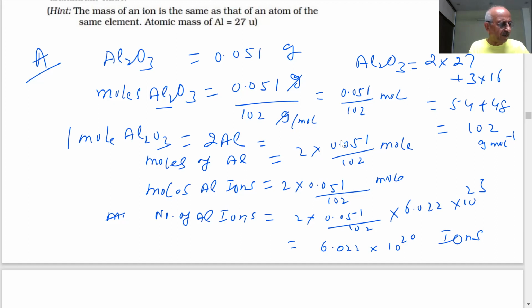All right, this ends the complete exercise of NCERT chapter 3, atoms and molecules. Then we will be doing quiz and MCQ questions in the coming lectures.